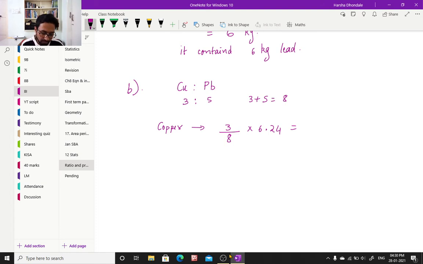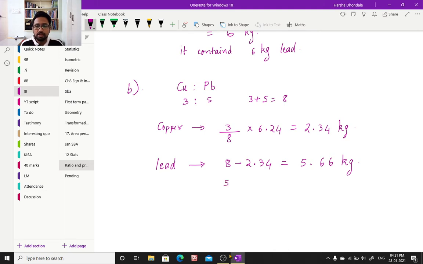This is how I'm calculating it. You just have to do this calculation: 3 into 6.24, divided by 8 gives you 2.34. It's 2.34 kgs. Similarly for lead, you can do 5 by 8 into 6.24, or you can just write 8 minus 2.34. Whatever you do, you will still get the same answer. So 8 minus 2.34 is 5.66 kgs.